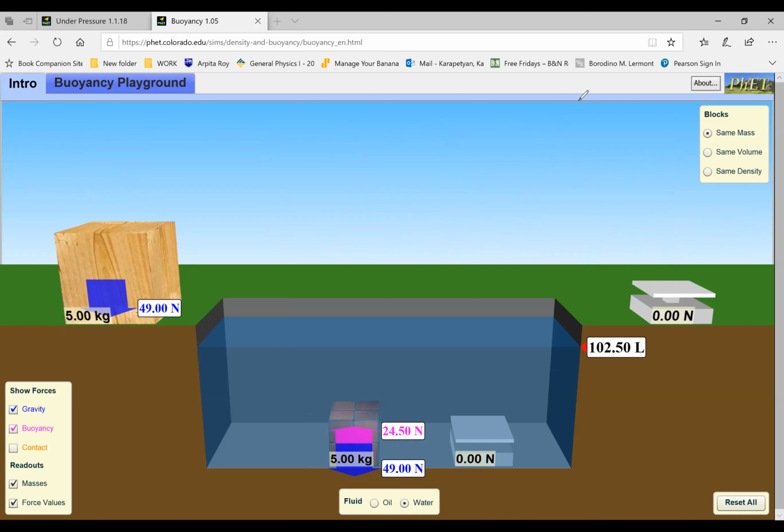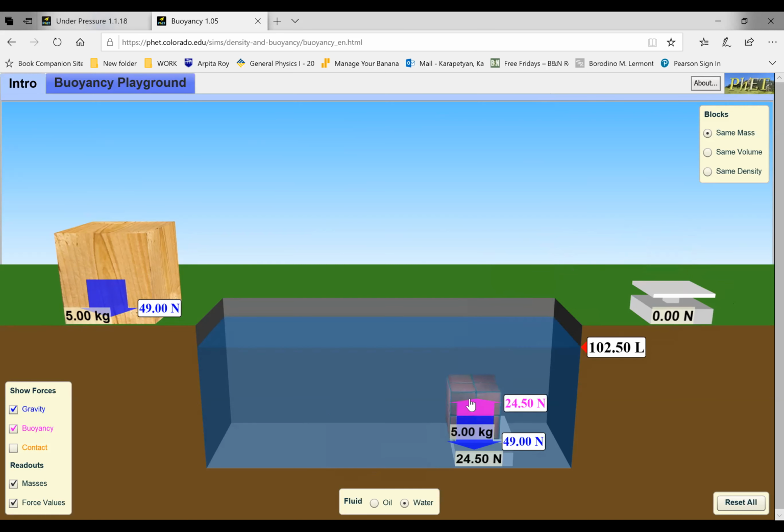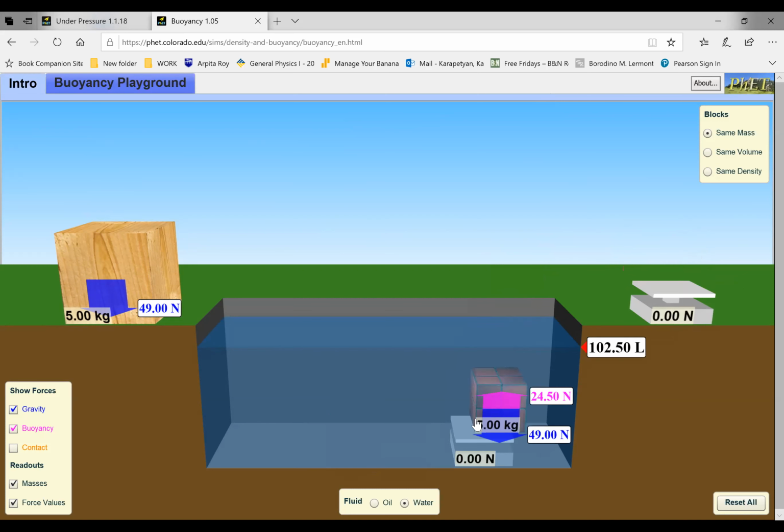Here's what we can do. Let's take this object here. Say it's 5 kilograms. I put it here on a scale and find its weight, 49 newtons. Then I put the scale inside water, so I put it inside water and read the scale. I get 24.5. That means what I get here is 49, and here is 24.5.